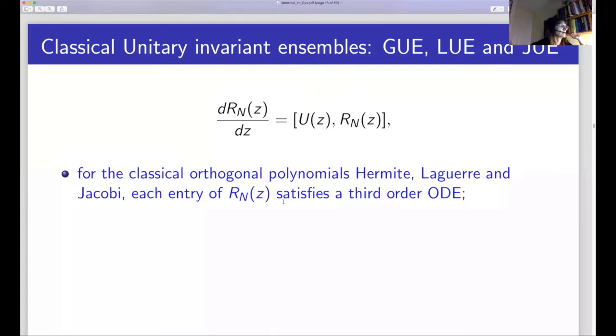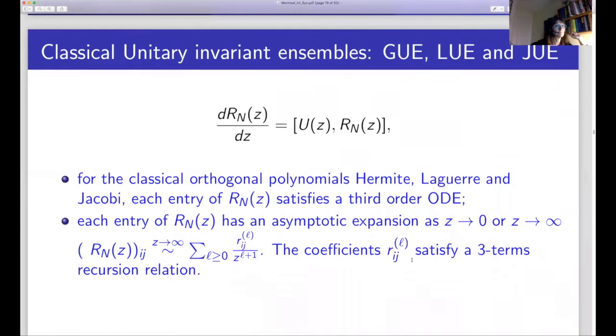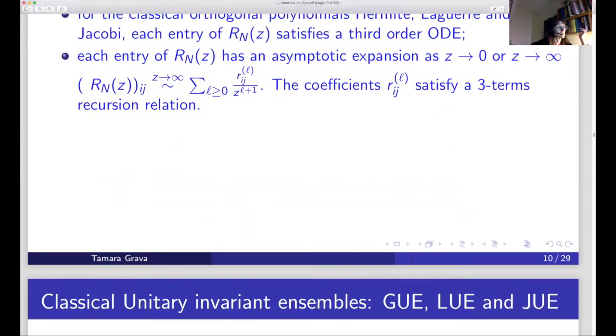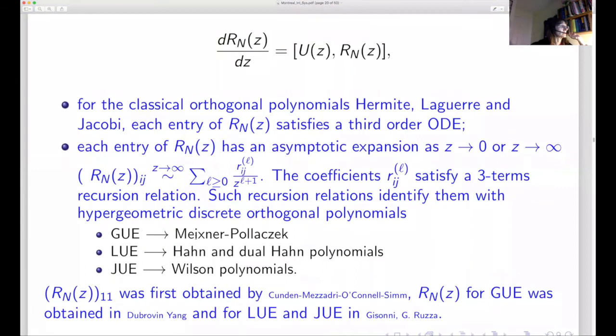The next observation is that what we are interested in is the asymptotic expansion at infinity, or at zero, it doesn't matter. So we plug this expansion into this third order ODE, and what happens is that the coefficients satisfy a three-term recurrence relation. This three-term recurrence relation is exactly the one of discrete hypergeometric orthogonal polynomials. For GUE, this is Meixner-Pollaczek, I don't know. For LUE, they are the Hahn and dual Hahn polynomials. And for the Jacobi unitary ensemble, we have the Wilson polynomials. So this is the result.